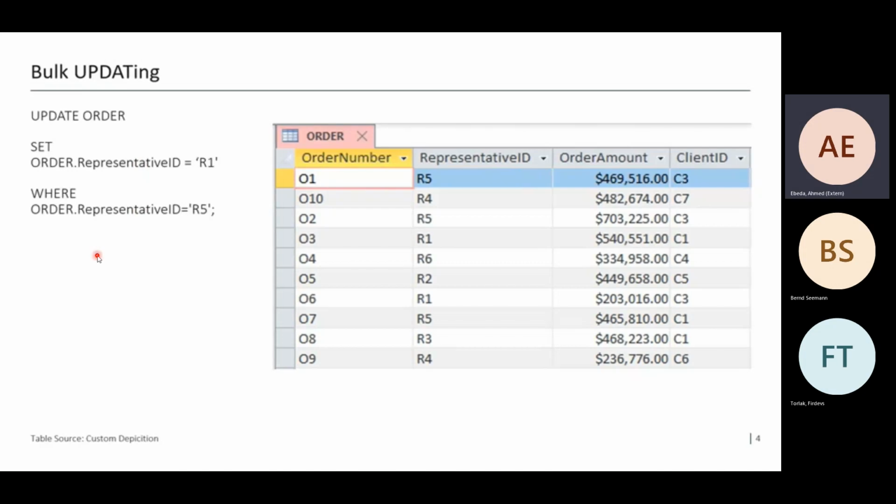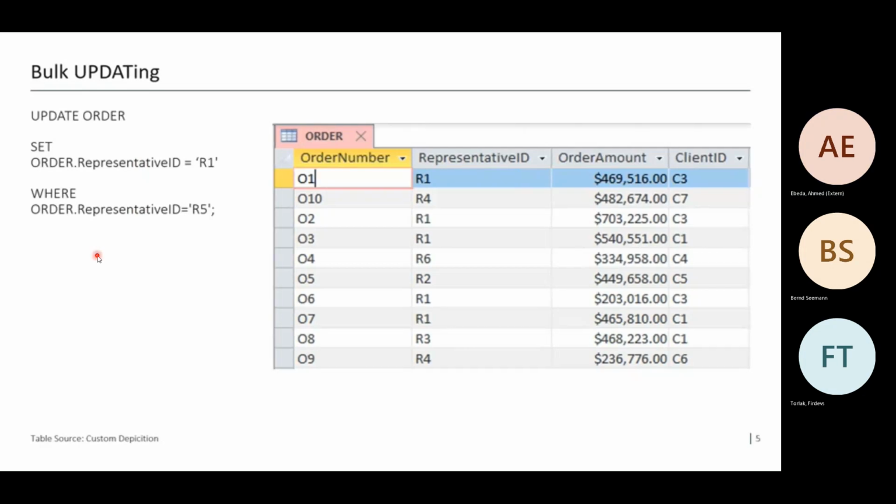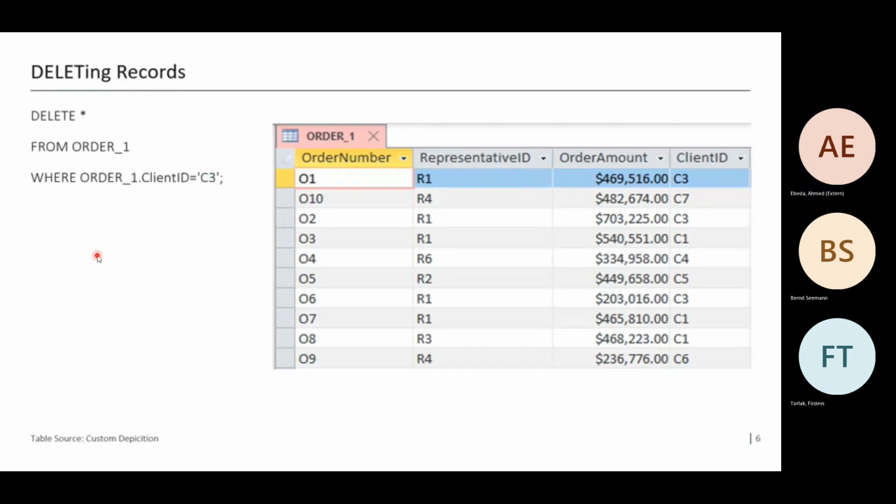We can even update a set of records using the same update query. This is done when the where condition matches several records in the table. We can see here that we want to change all the representative IDs that are equal to R5 to R1. This matches 3 records as shown here.